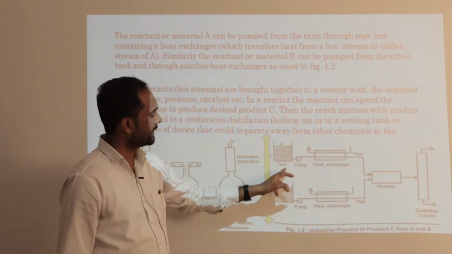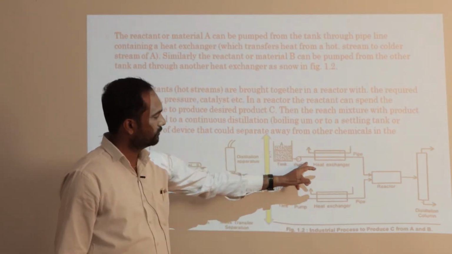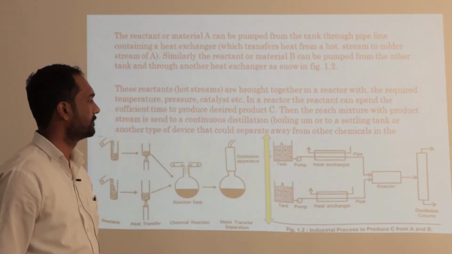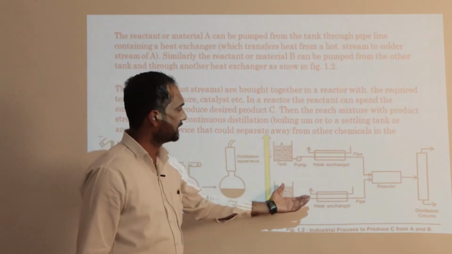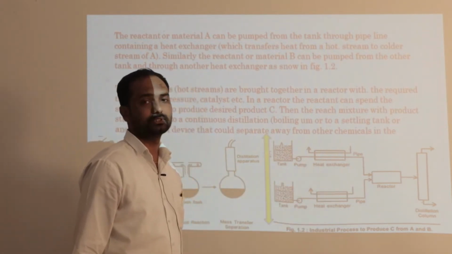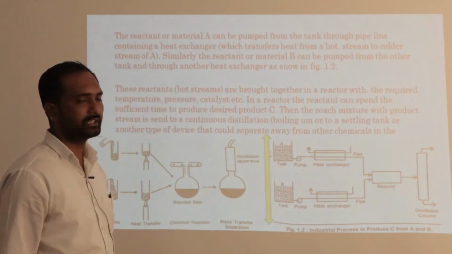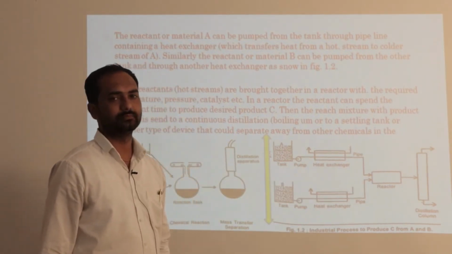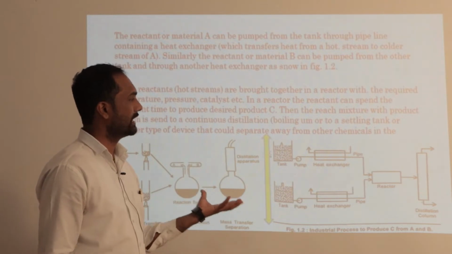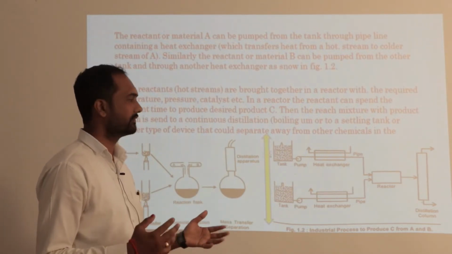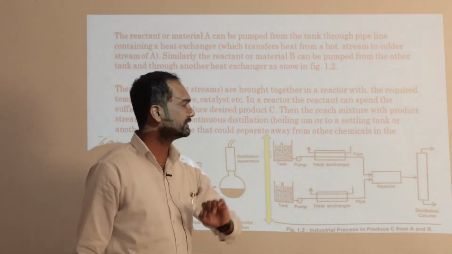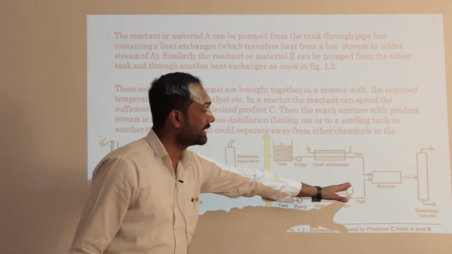So reactant A and reactant B will move forward towards the heat exchanger with the help of pumps. So as soon as this material enters the heat exchanger, what happens? The name itself indicates, the heat exchanger means what? It will exchange heat. So it will just cool down the materials. It will cool A as well as it will cool B. After cooling A and B, again they will be sent forward into the reactor now.